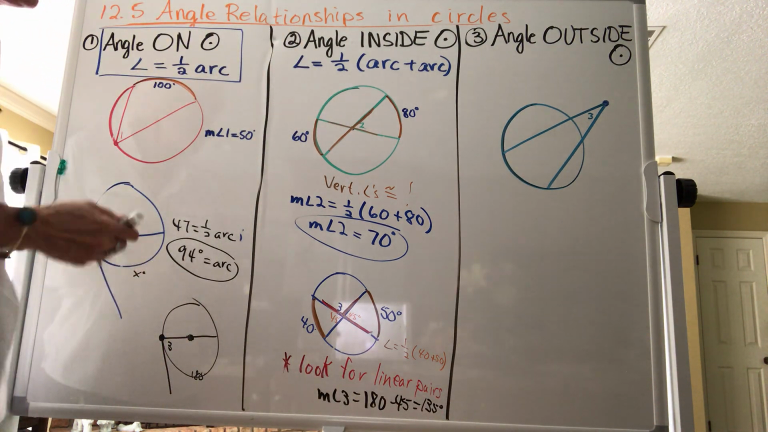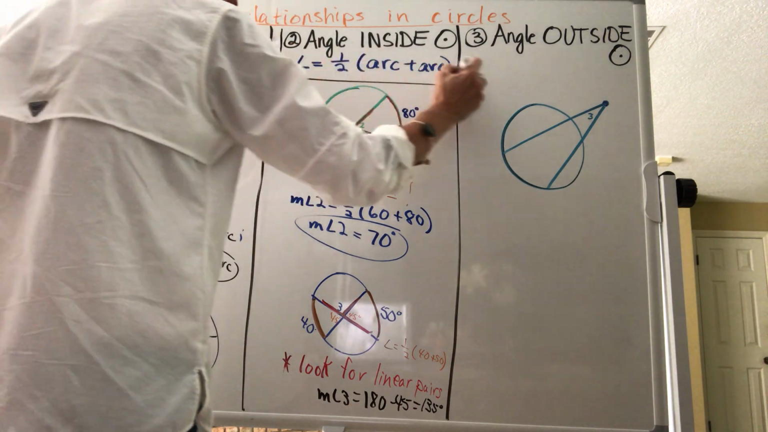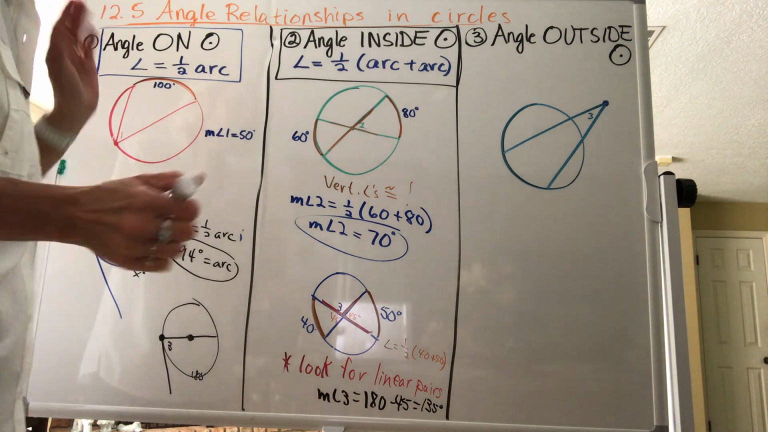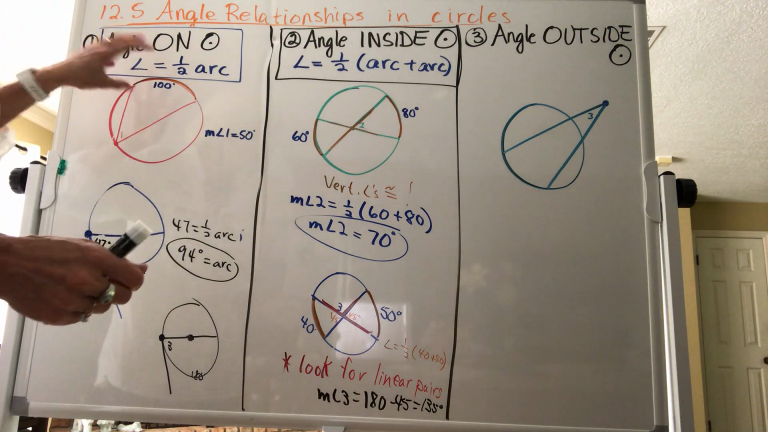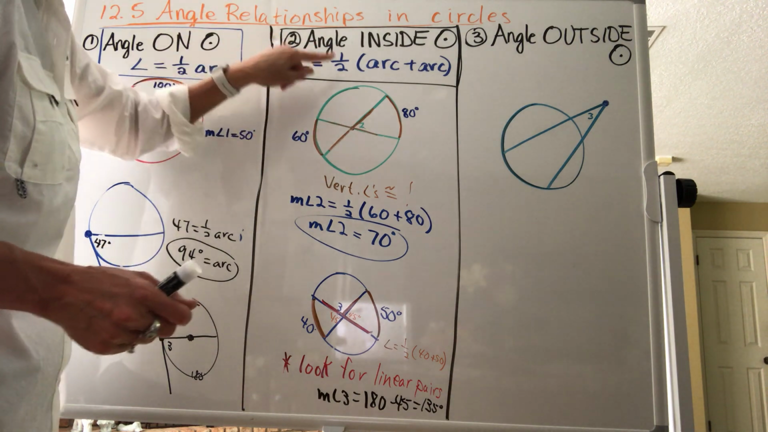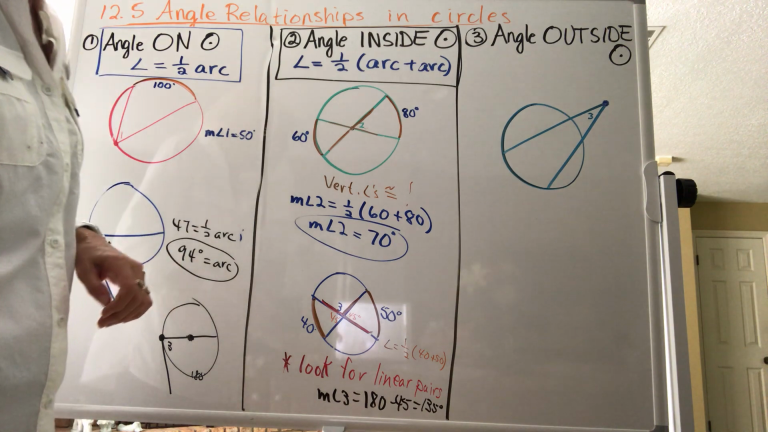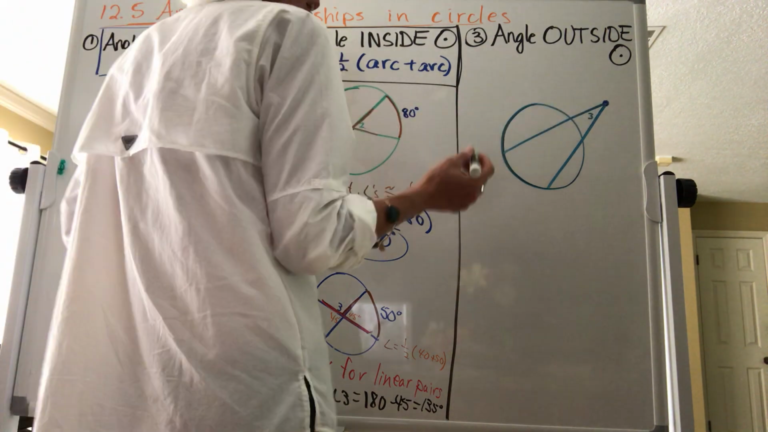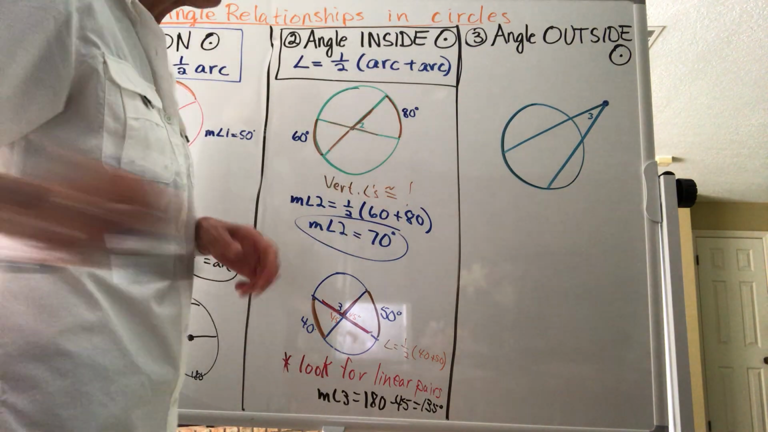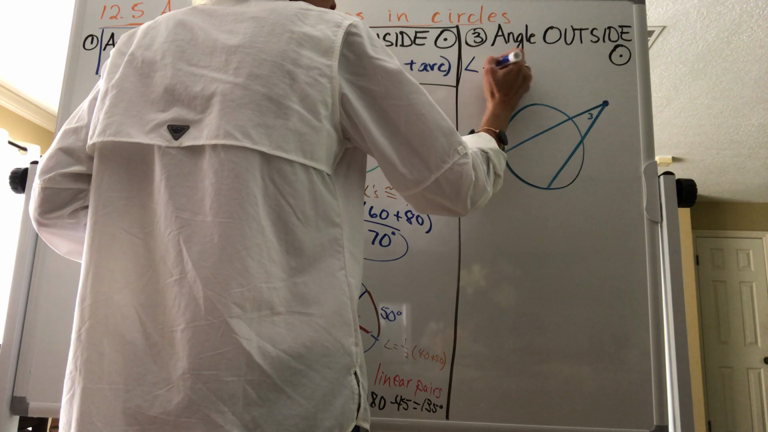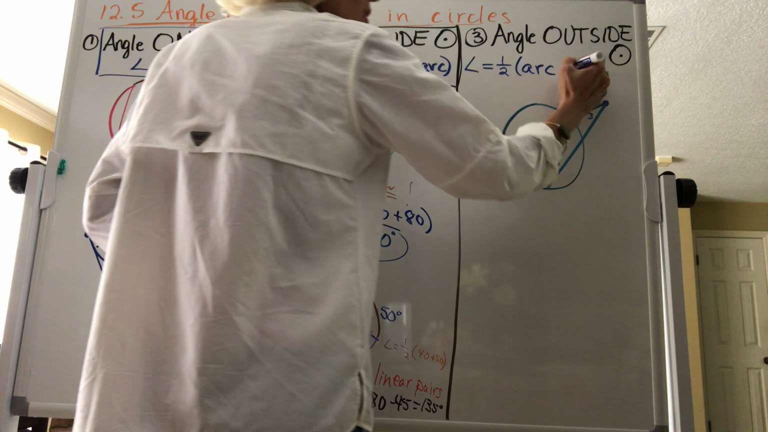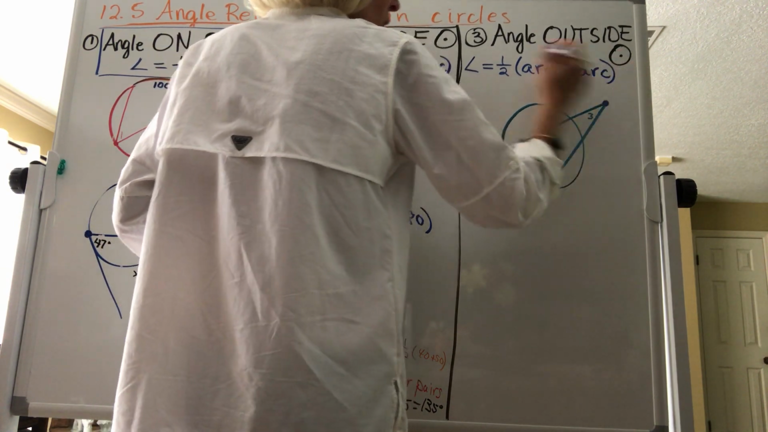Okay, so again, the big key is find the vertex of the angle. Okay, and I know you could name it with a lot of different names, which is going to be on your reteach, but really if it's on, it's just half the arc. If the vertex of the angle is inside, it's half arc plus arc. And now what do you suppose it's going to be if it's outside? Well, just remember inside and outside are opposites. So here, I just do the opposite. Instead of arc plus arc, I just do arc minus arc.